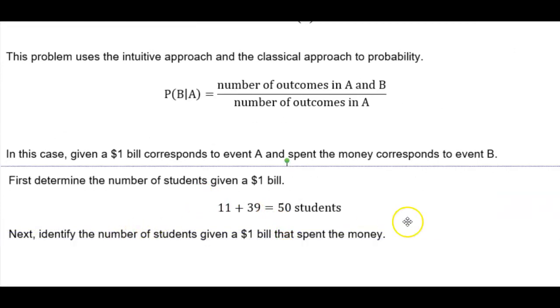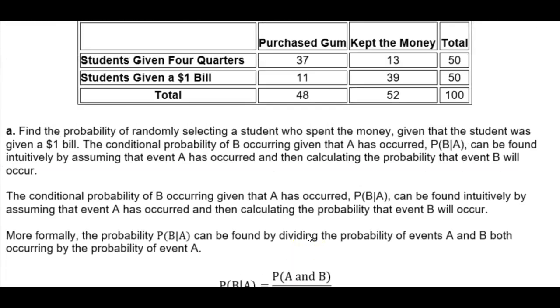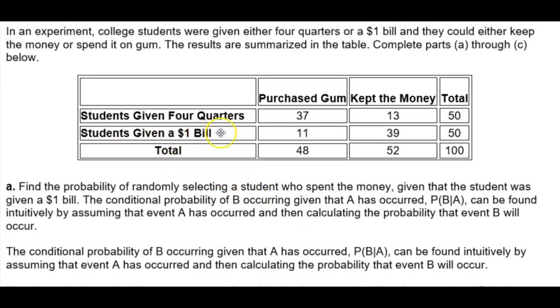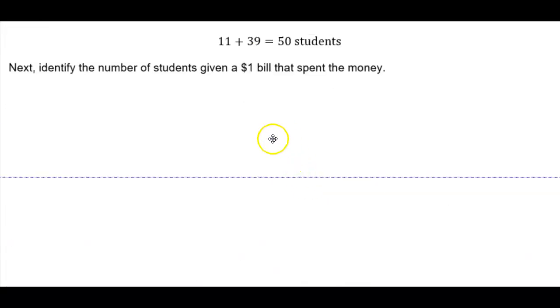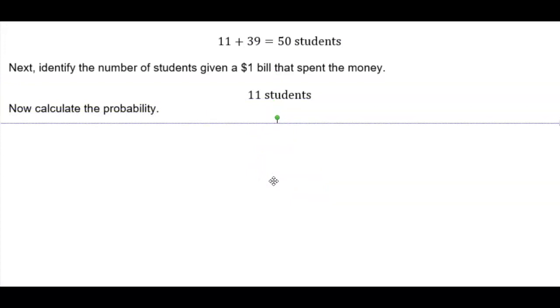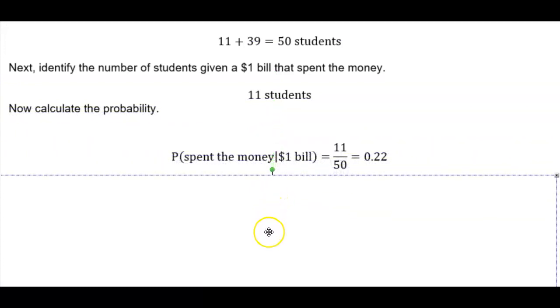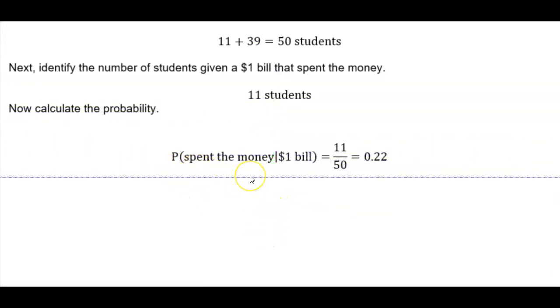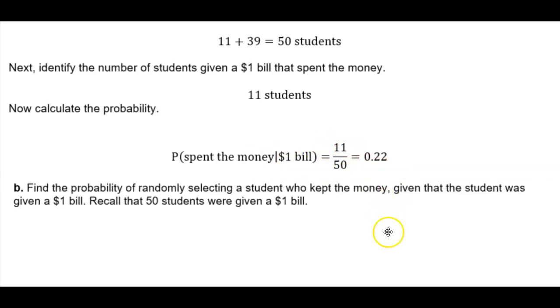Now we need to identify the number of students given a dollar bill that spent the money. If we come back up here, students who were given a dollar bill that purchased the gum, there were 11. So therefore, we would say that there were 11 students. Now we need to calculate the probability. So the probability of a student who spent the money given a dollar bill is equal to 11 over 50, which is equal to 0.22.